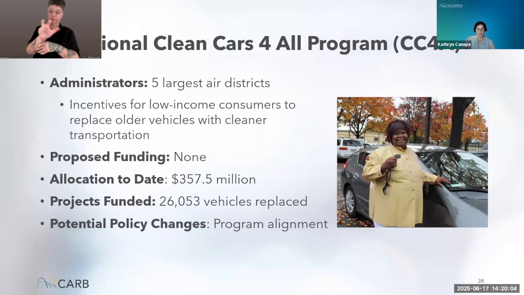Since the program inception, $357.5 million have been allocated to the regional programs, and 26,053 vehicles have been replaced. Staff are exploring several potential policy changes that all aim for additional alignment between different incentive programs. For example, we are looking to align on income verification, household size definitions, approved dealer lists, and program closure procedures. Next slide, please.